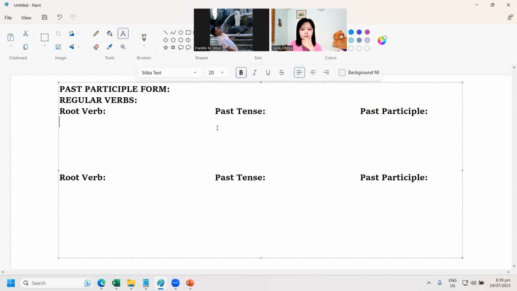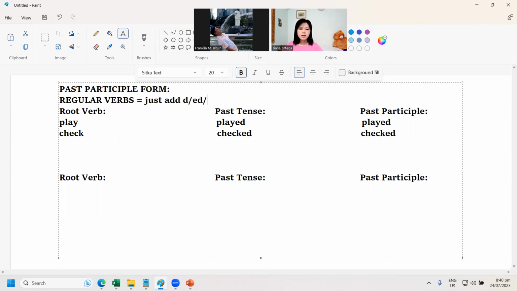They're the same. You say play. The past tense will be played. And the past participle is the same. So those are the regular verbs. You say check. So the past tense is checked. And the past participle is also checked. So you will just add D or ED. If you form the past participle form of regular verbs, just add ED.